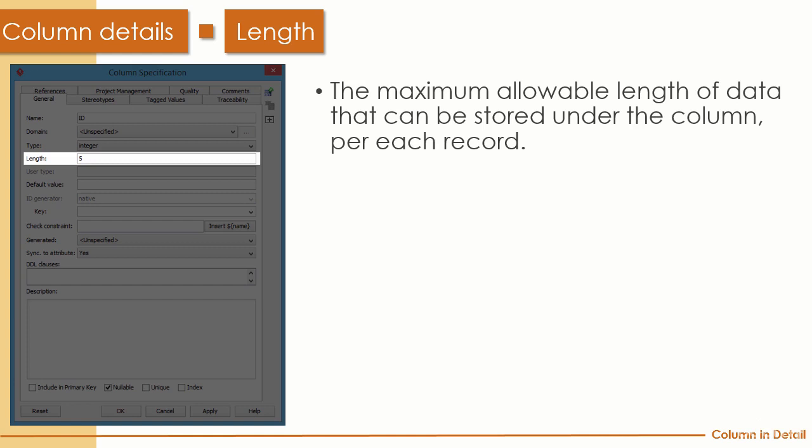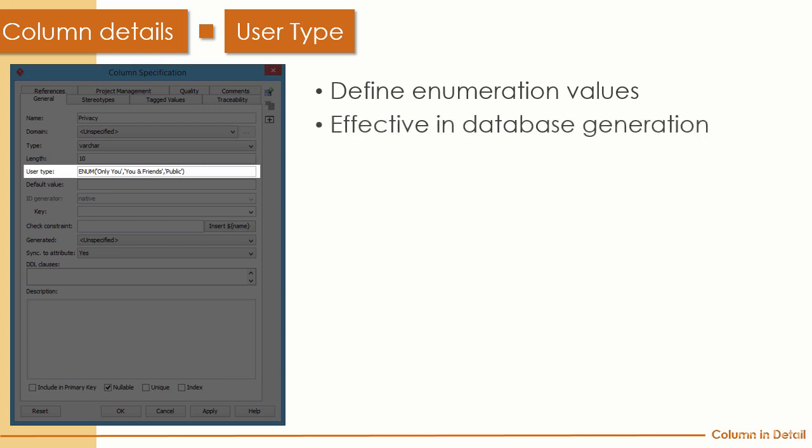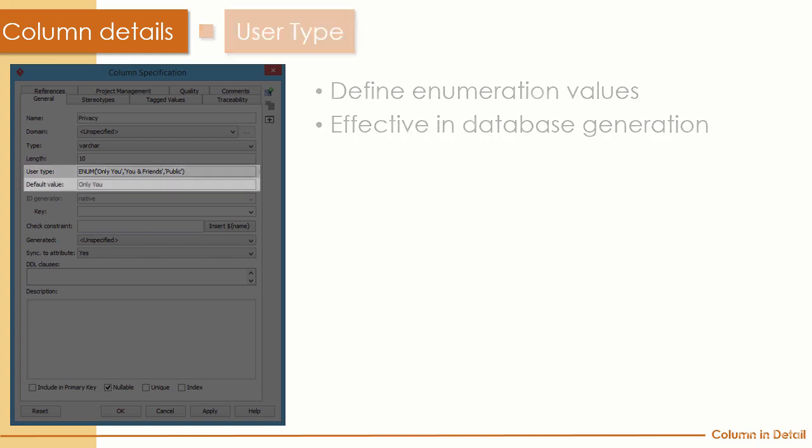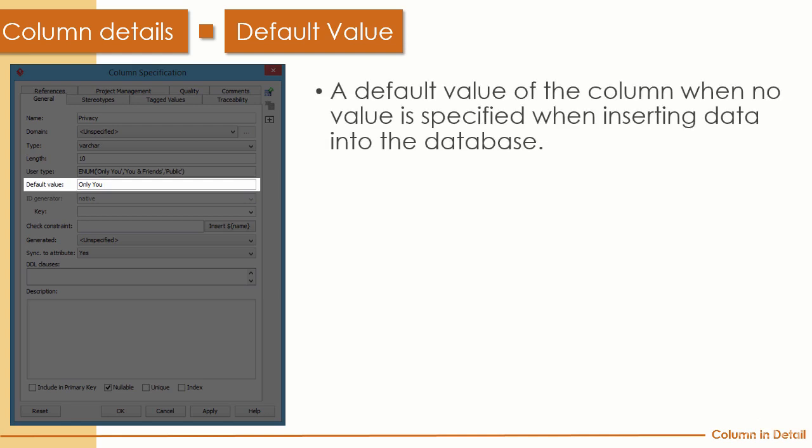If you're talking about the varchar, that means how many characters you can put into this column. The user type. User types are for you to define your own types rather than using the database built-in data type. For example, you use enum to build your own settings. And the user types are only effective when you generate the database. Under the user type, you will see the default value. The default value is used when you insert data into the database, into this column, and you don't specify the value, then we will set it automatically for you.